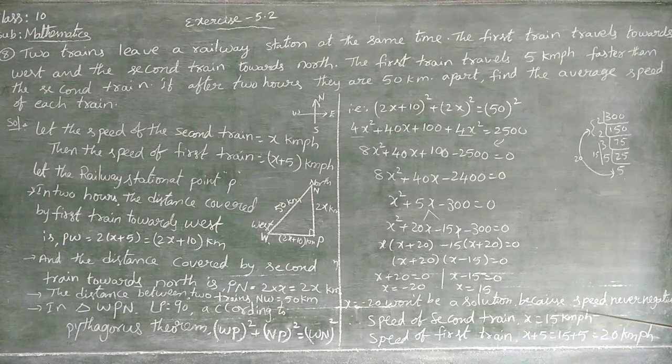That won't be a solution because speed can never be negative. x is the speed of the train. Speed never be negative. That is why x equal to minus 20 won't be a solution. x is equal to 15 is the solution. x is the speed of the second train. Therefore, speed of the second train, x is equal to 15 kilometers per hour. Speed of the first train equal to x plus 5, 15 plus 5, that is equal to 20 kilometers per hour.